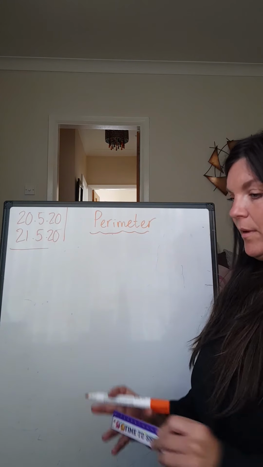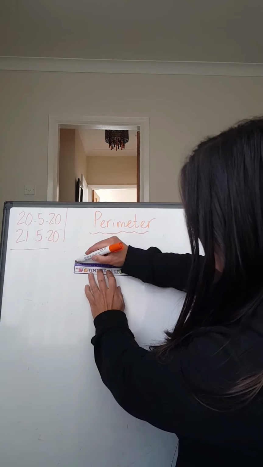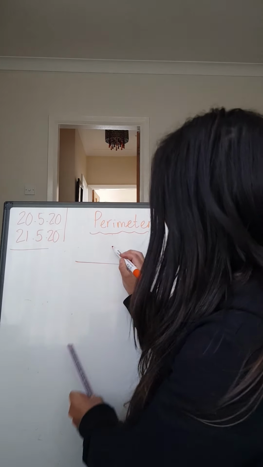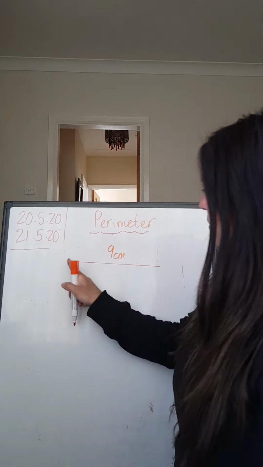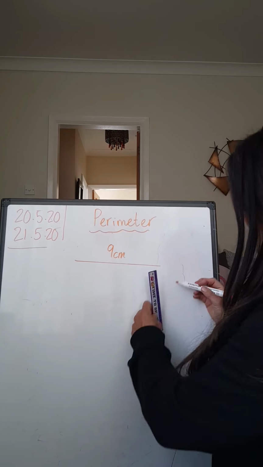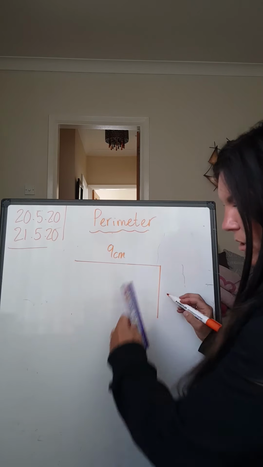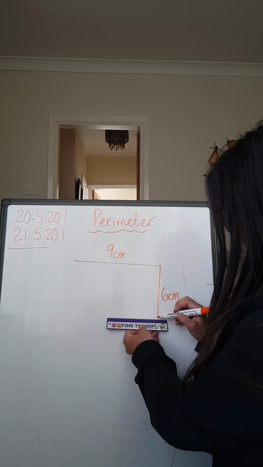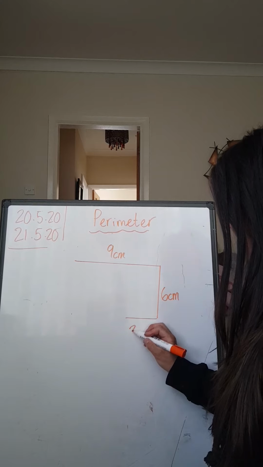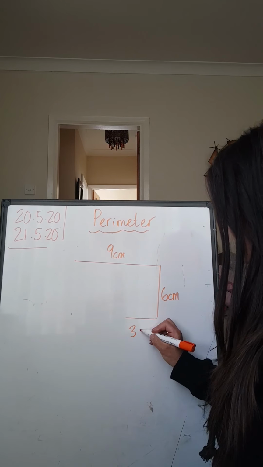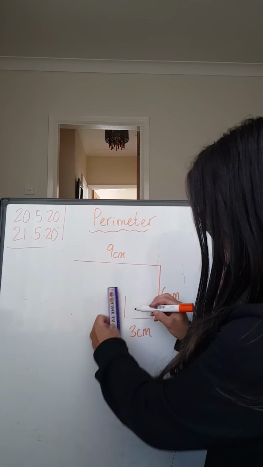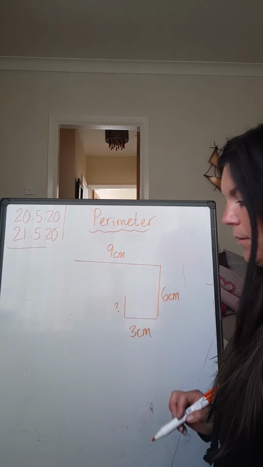Now you're going to have to bear with me while I draw some shapes. I've managed to find a ruler. So that one is 9 centimeters. So the distance along the edge there is 9 centimeters. And then I'm going to go down. This is 6 centimeters. Then I'm going in. This length is 3 centimeters. Then I'm going to go up. Now this bit is missing, so I'm going to put a little question mark there.